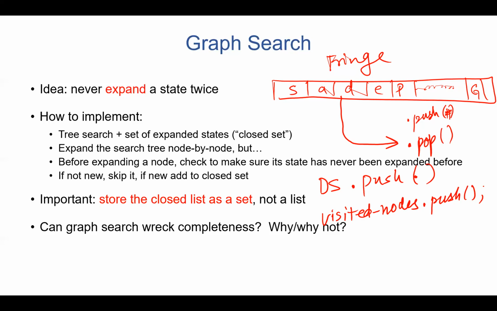Can graph search wreck completeness? Graph search. If there is a solution in the graph, out of all the examples that we have covered so far, we have reached a goal state, right? Forget about the optimality. We have reached the goal state, even using A star search or the graph search, right? So actually the answer is it doesn't wreck the completeness.